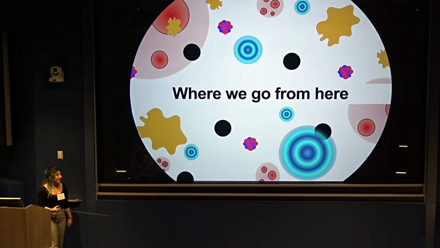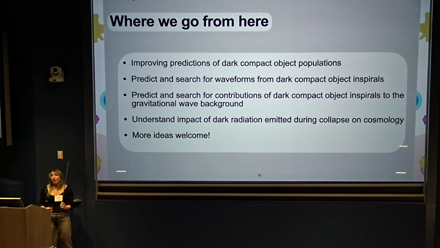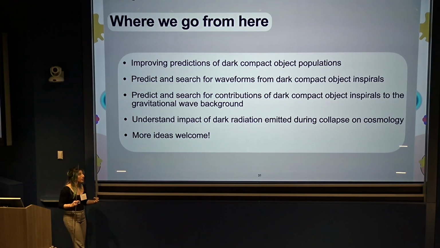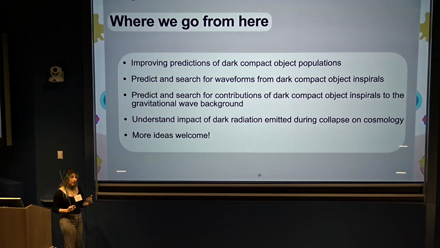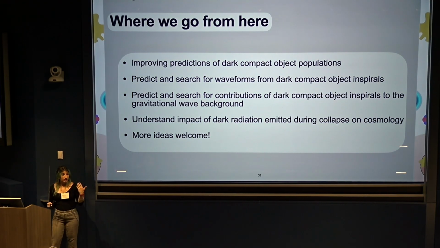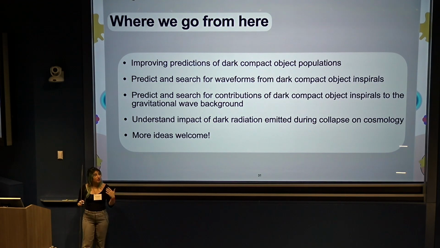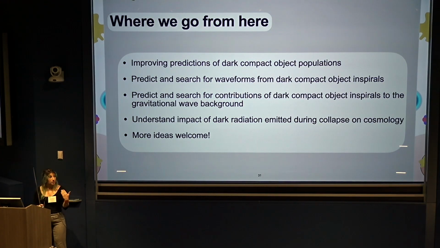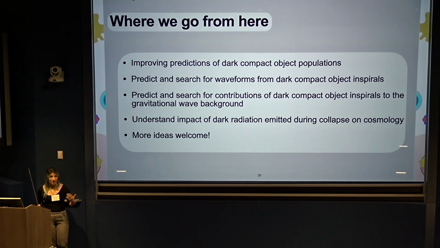So that's a lot of ideas about what these things could be and how we could look for them, and the question is, what's next? How can we work together to better understand these? Well, I'm interested in improving the predictions on dark compact object populations. We've been using fairly rough approaches, so working with more stellar-style simulations, understanding how these objects might merge and grow over time. In addition, if we have models that are particularly exciting, it could be worthwhile to try to predict and search for waveforms from inspirals of these things, or search for possible contributions to the gravitational wave background. And then finally, what I'm most excited about is understanding the way that dark radiation from these objects will impact cosmology. But of course, I'm talking to all of you about this today in hopes of inspiring conversation and more ideas, so I'm always interested in hearing what your thoughts are on this.